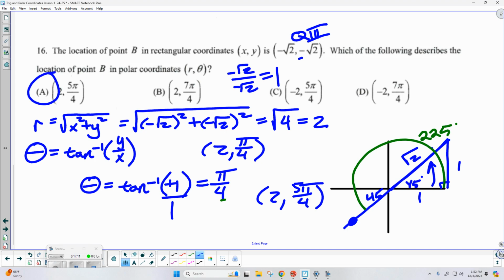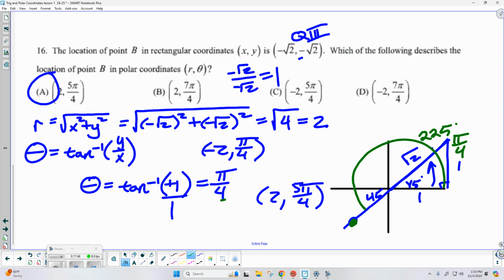Now, the pi over 4 would work if I made the 2 negative. So remember, what happens when you have a negative radius? It goes the opposite direction. So if I rotate to pi over 4 right here, instead of heading from the pole towards pi over 4, it would push me in the opposite direction. See, that's where I need to be. But even if I did that, that's still not one of my options.